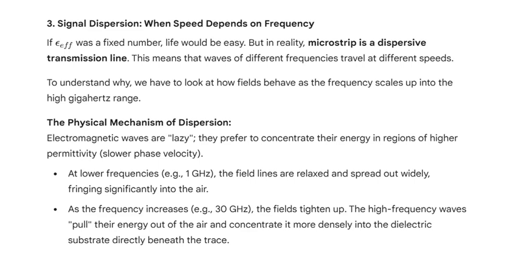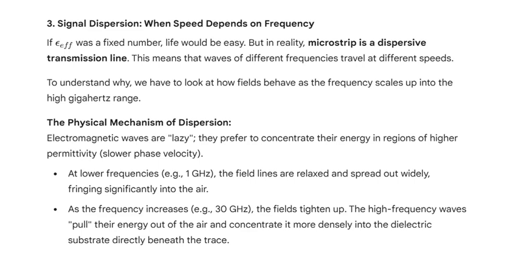3. Signal dispersion, when speed depends on frequency. If epsilon effective was a fixed number, life would be easy. But in reality, microstrip is a dispersive transmission line. This means that waves of different frequencies travel at different speeds. To understand why, we have to look at how fields behave as the frequency scales up into the high gigahertz range. The physical mechanism of dispersion.